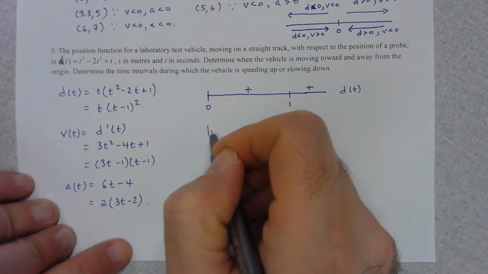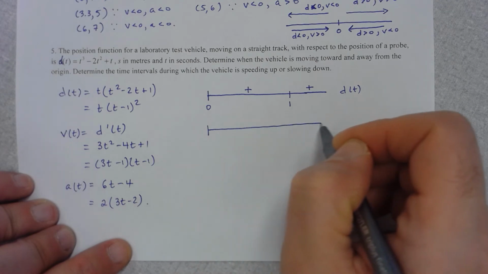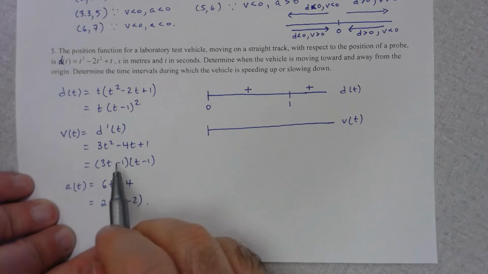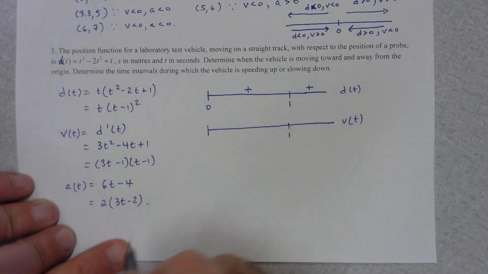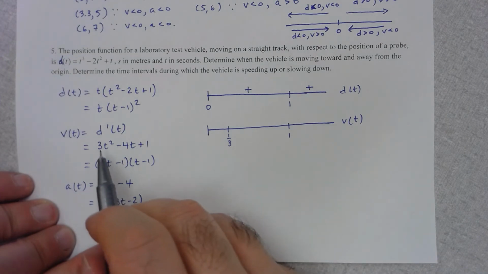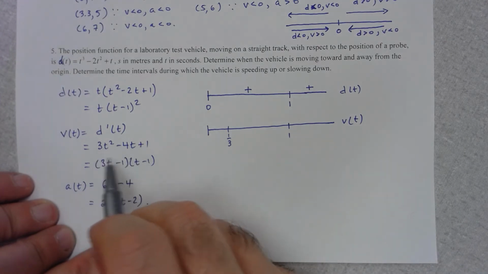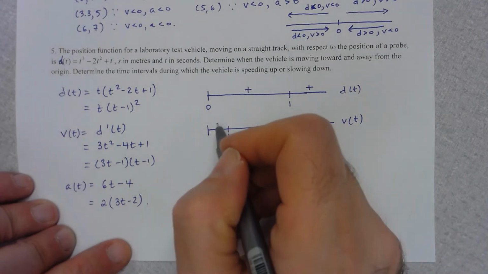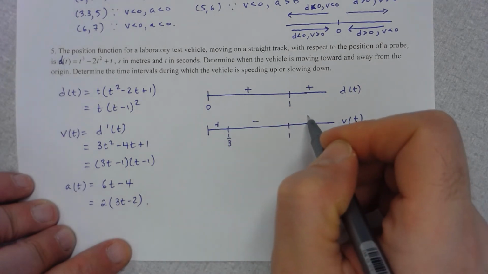Next, I'm going to draw my velocity function. Now, where are the zeros here? At 1 and at 1/3. So here I've got a 0, and at 1/3 I've got a 0. And let's see what happens. Well, this is just a quadratic with a positive leading coefficient. So it goes from positive to negative to positive.